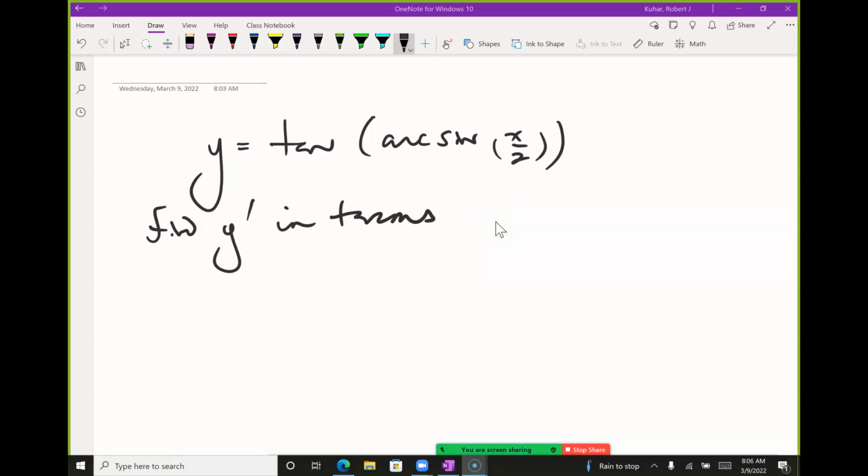So this is our first problem in the test review. We've got y equals tangent of the arcsine of x over 2, and we're going to find y prime in terms of x. This one I need the triangle, okay? I'm thinking you need the triangle at least once, maybe twice on your exam.